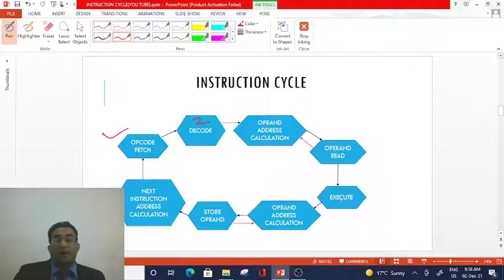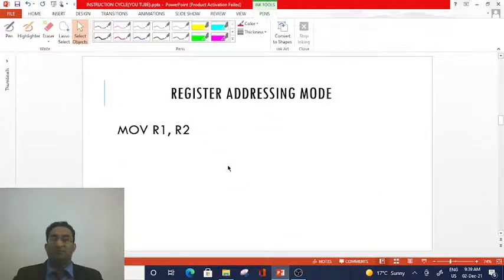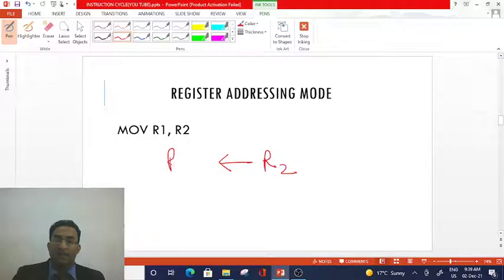After execution, it might be that the result has to be stored on some location. For that, address has to be calculated, and then storing of that particular result will take place. Then we will move to the next instruction address calculation. Then again the same cycle will repeat, but we will see this whole instruction cycle with the examples of addressing modes. So the first addressing mode is register addressing mode, which means move R1 comma R2.